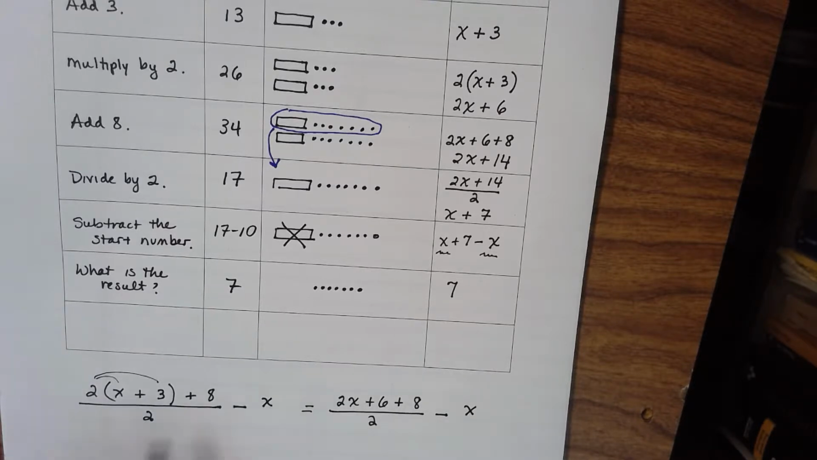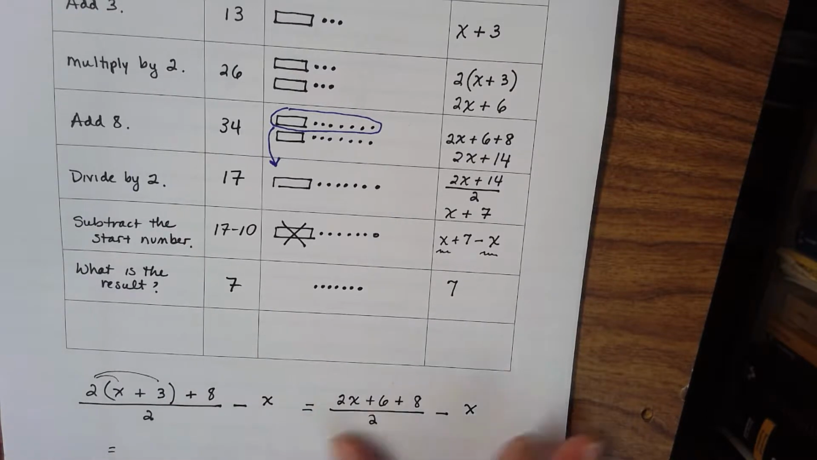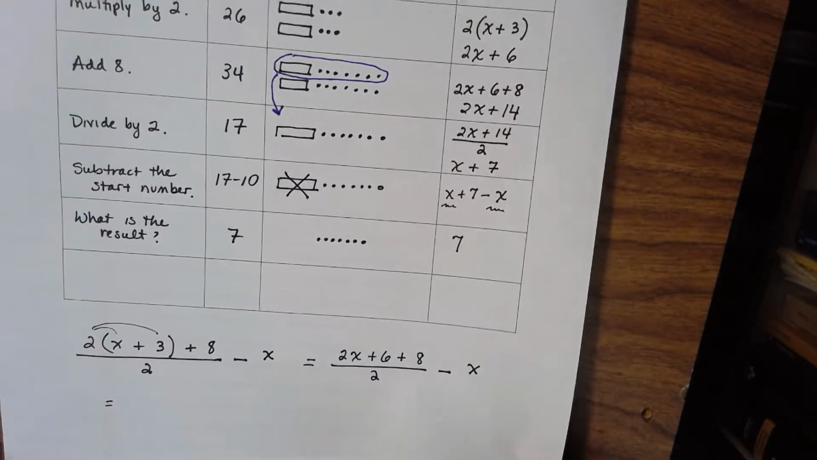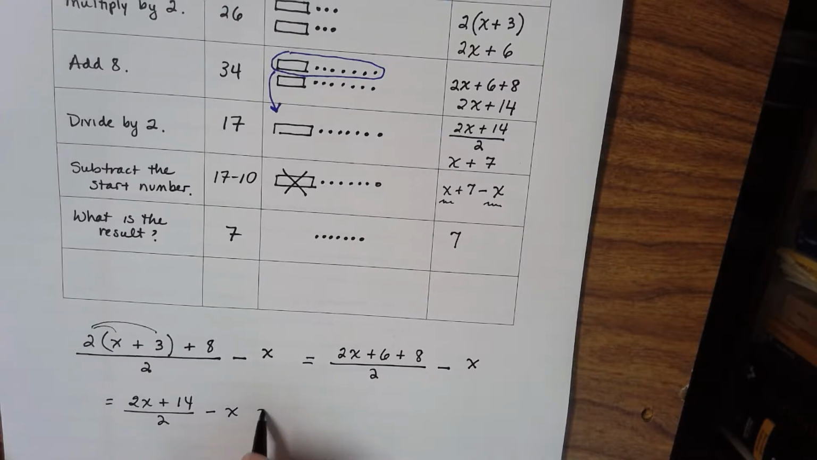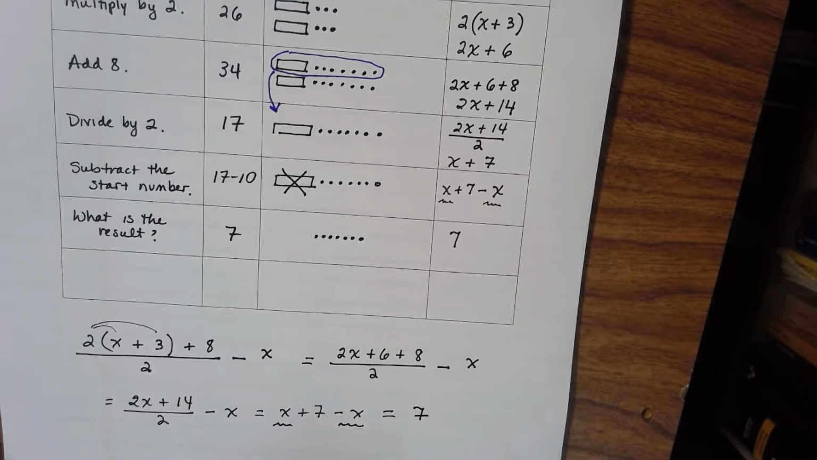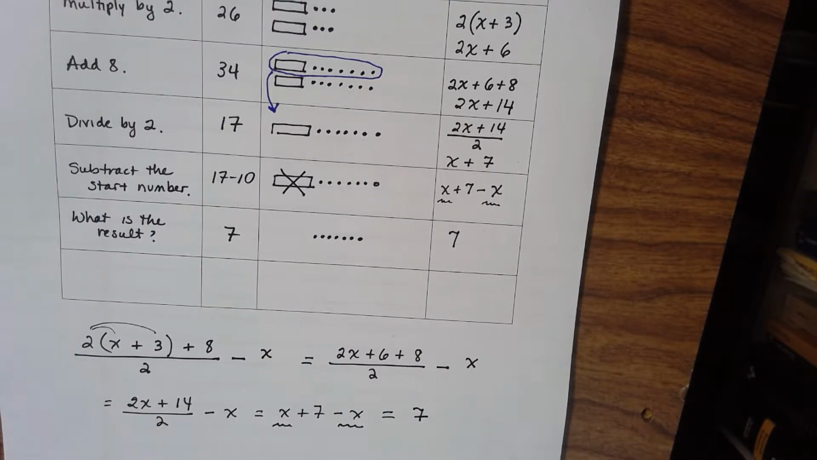2x plus, that becomes 14. So let's push this up a little so we can see. 2x plus 14 in the numerator over 2 minus x. Okay, so now I can't simplify within the numerator any further, so I'm going to carry out this division right here. So that gives me x plus 7 minus x, and now I can just combine those like terms and get 7. So that's how that one would look when we express it as one large expression and simplify.